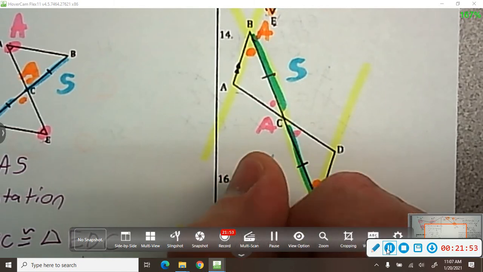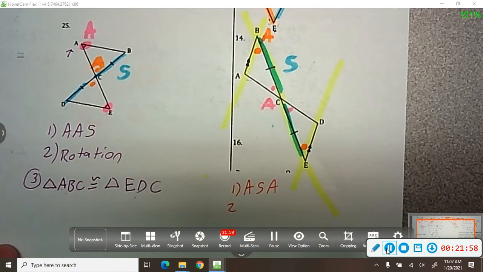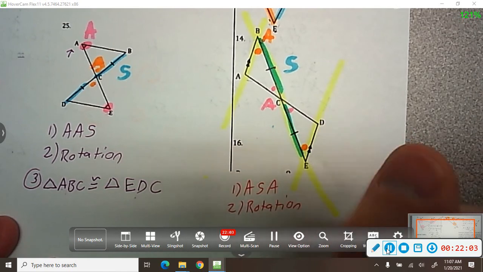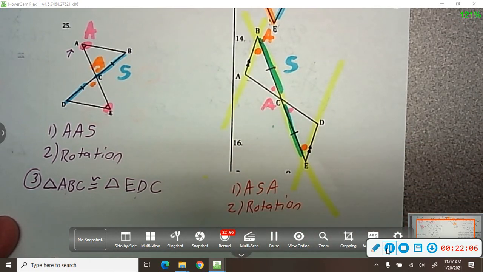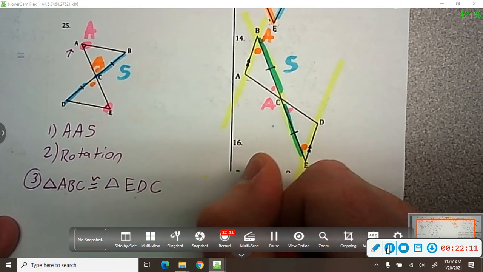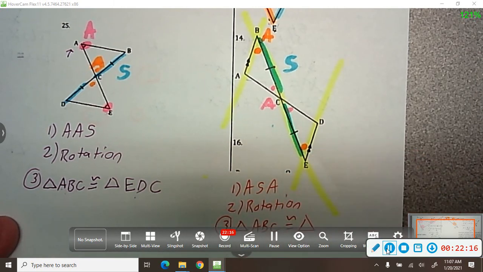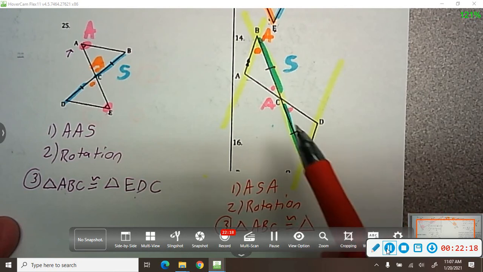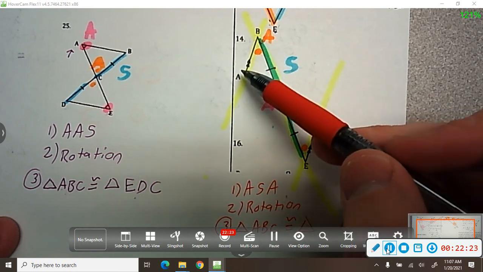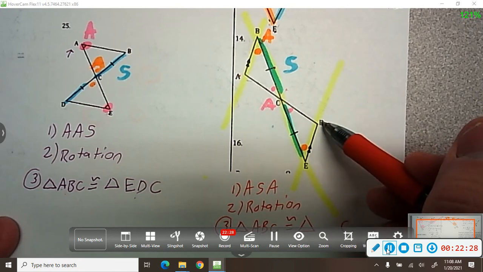What's the rigid transformation? Looks like it is a rotation. This one is turned to get this one. And then write the congruency statement. I'll say triangle ABC is congruent to triangle. I know C is going to be the last one. Let's see, I want A, B, C. So I need to go D, E, C.